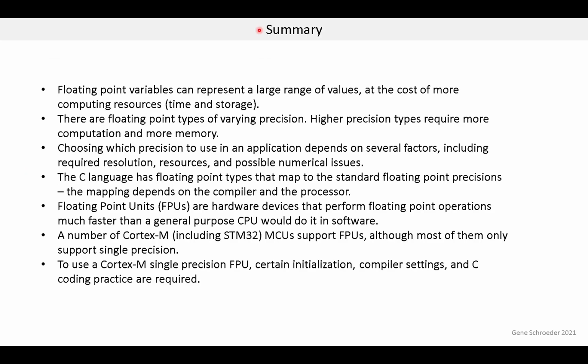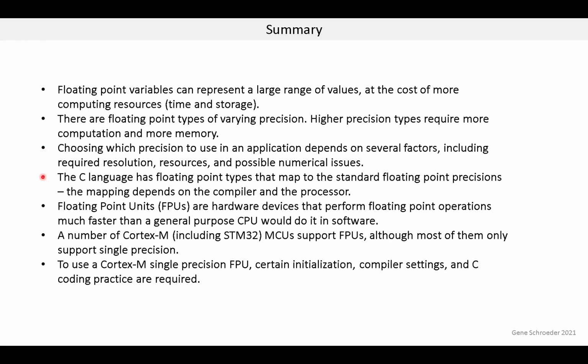So here I'd like to quickly summarize what we covered in this lesson. We found that floating point variables can represent a large range of values at the cost of more computing resources. There are floating point types of varying precision. Higher precision types require more computation and more memory. Choosing which floating point precision to use in an application depends on a number of factors, including how much resolution you need, what resources you have in terms of memory in real time, and taking into account possible numerical issues.